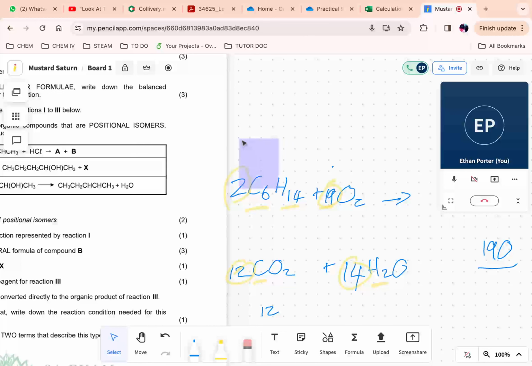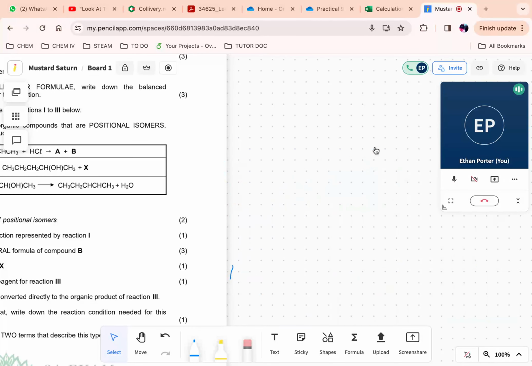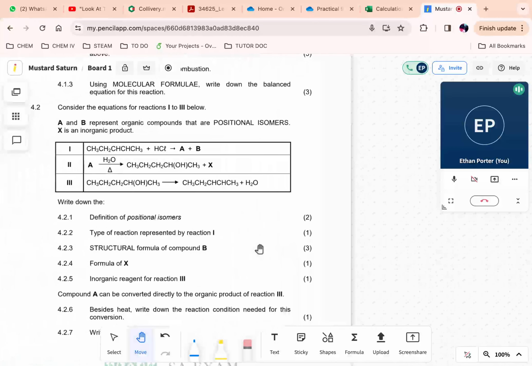Okay. So whilst it is correct to say 9.5, sometimes it's just easier to work with whole numbers. And then you just multiply everything by 2 to get nice round whole numbers.